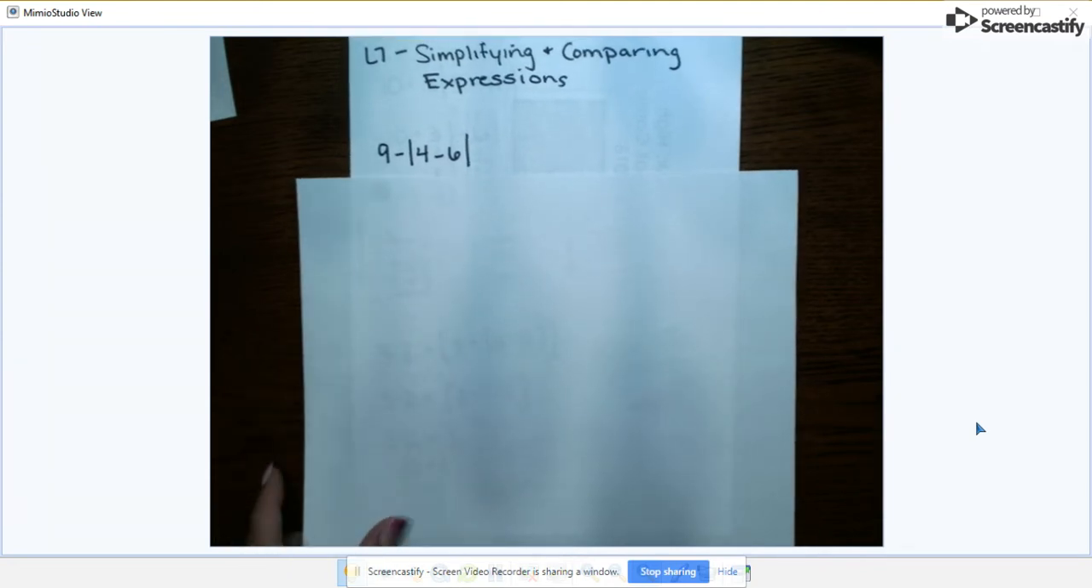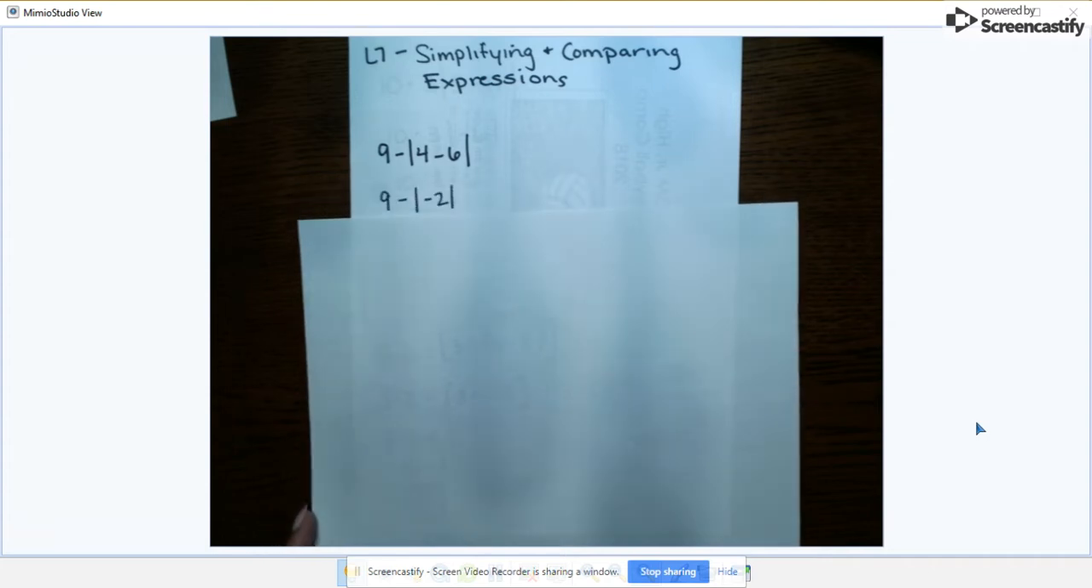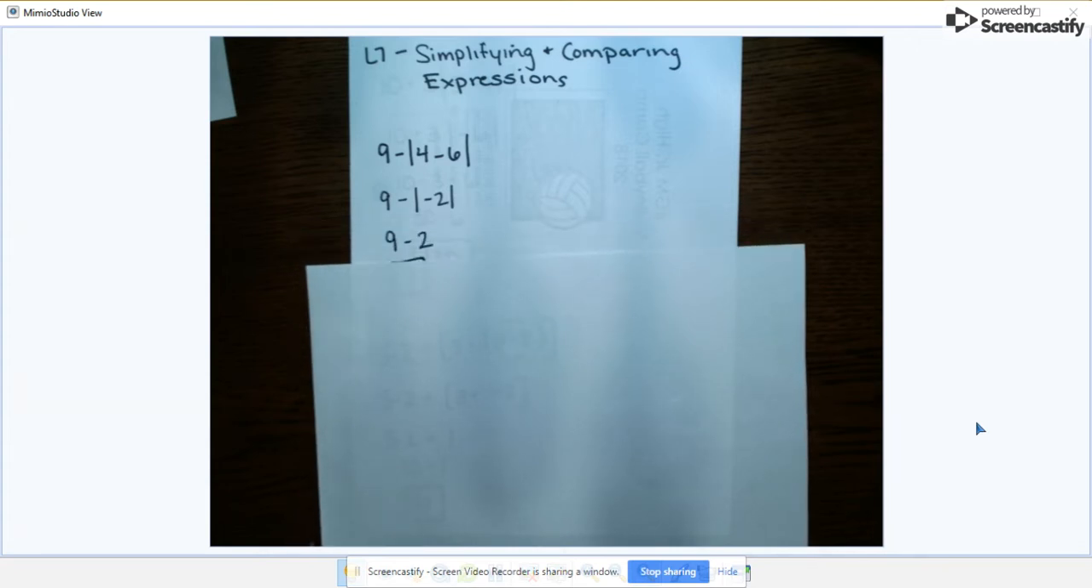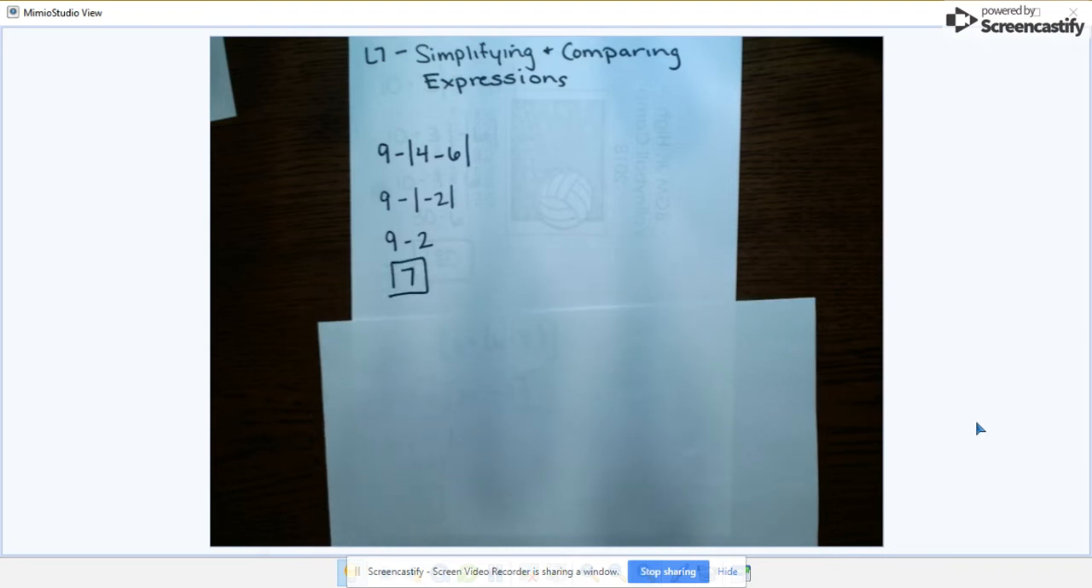So we're going to simplify the absolute value. So 4 minus 6 gives us -2, so this becomes 9 minus the absolute value of -2. We know the absolute value of -2 is +2, so that simplifies to 9 minus 2, which gives us an answer of 7.